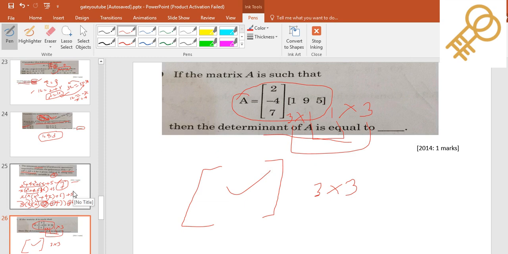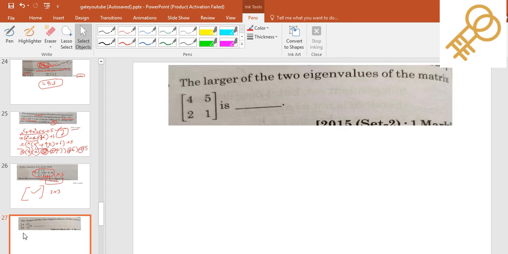So moving towards the next question. It was asked in 2015 for 1 mark, and it is also a very easy question. See, they have given one matrix, right? And they are asking to find the largest eigenvalue of the given matrix. This is a 2 cross 2 matrix, so definitely it will have 2 eigenvalues. So you have to find the largest value. So I'll apply the characteristic equation to find the eigenvalues of the given matrix.